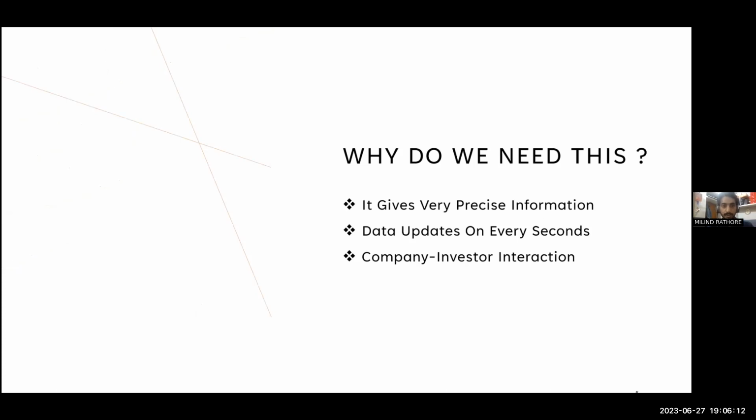First, it gives very precise information. By utilizing the Alpha Vantage APIs, users get the most up-to-date and accurate information on stock prices, volume, market trends, and many more essential data. This level of precision enables investors to make informed decisions and track their investments very effectively.